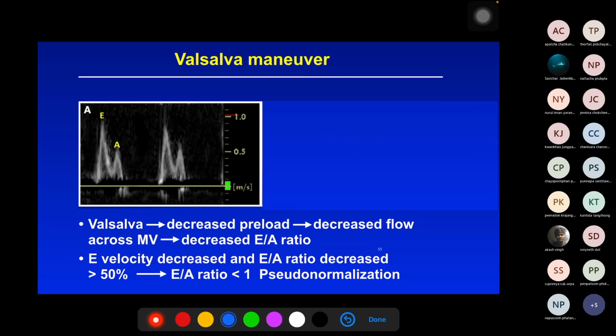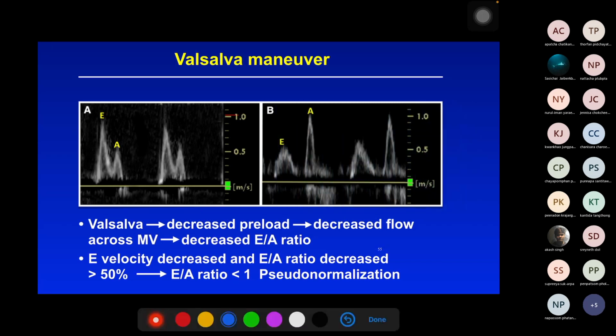Okay, the Valsalva maneuver is used to decrease the preload. That decreases the flow across the mitral valve, which decreases the EA ratio. When the E wave velocity decreases, the EA ratio also decreases over 50%. This is called grade 2.